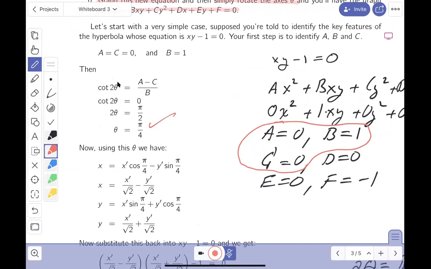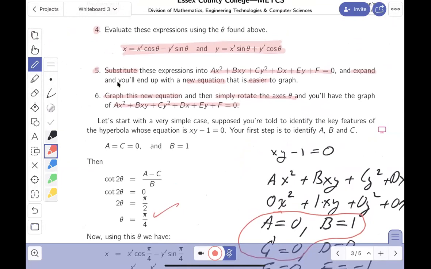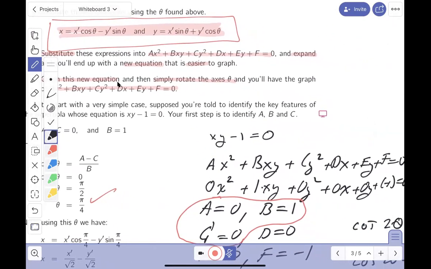All right. Now, again, if you go back to the instructions, what they tell you to do is they want you to substitute it in here. Well, I'm going to do that for you. All right, let me write that down for you. So x would equal x prime cosine 45 degrees minus y prime sine 45 degrees. And y would equal x prime sine 45 degrees plus y prime cosine 45 degrees.